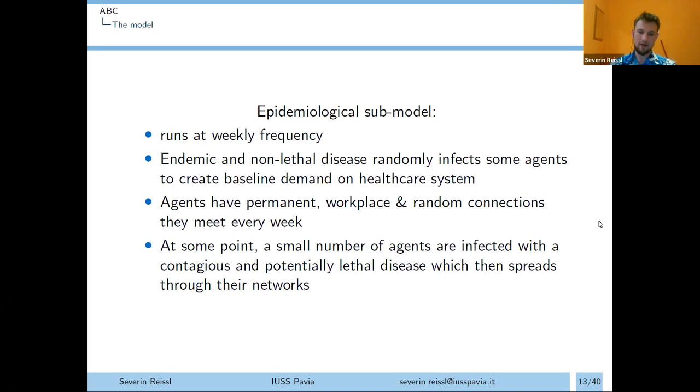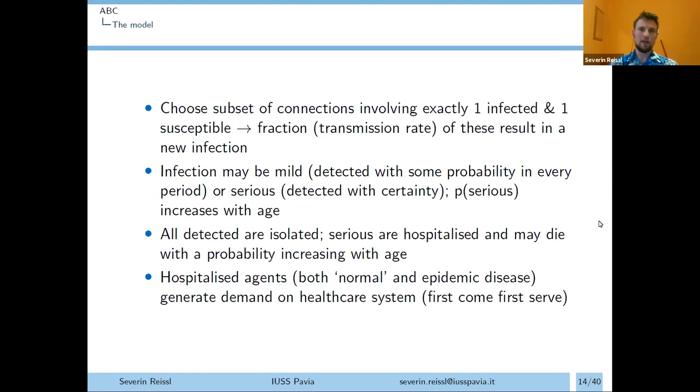In every period, we look at all the connections that exist in the model and we choose the subset of connections which involves exactly one agent who is infected with the epidemic disease and one agent who is susceptible. Then from this subset, a fraction of these connections, where this fraction can be thought of as the base transmission rate of the disease, will result in a new infection.